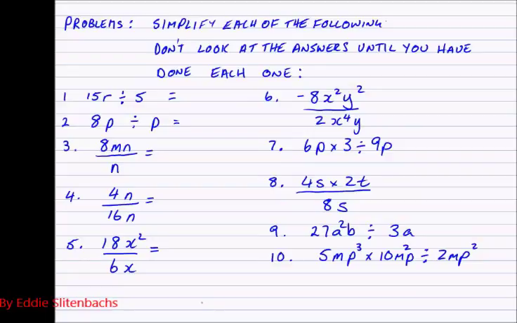So if I look at number 1, 15r divided by 5. Now this is a division. So I'm going to rewrite it as a fraction, 15r over 5. Now, like we did with the multiplication, 5 into 15, it's top divided by the bottom, which equals 3, and you're just going to be left with r. So your final answer here is going to be 3r.